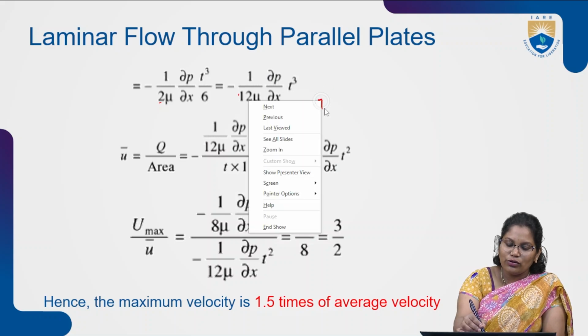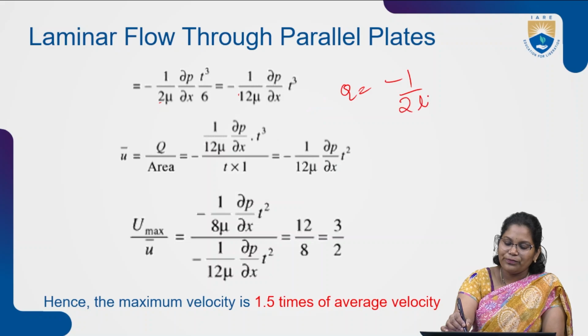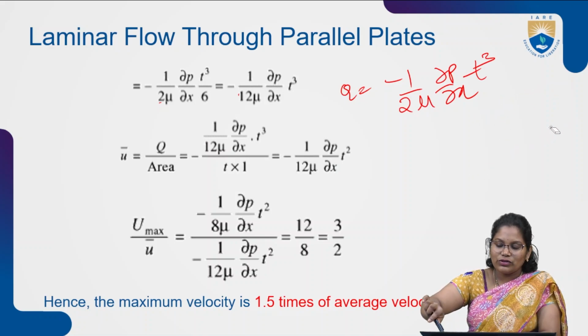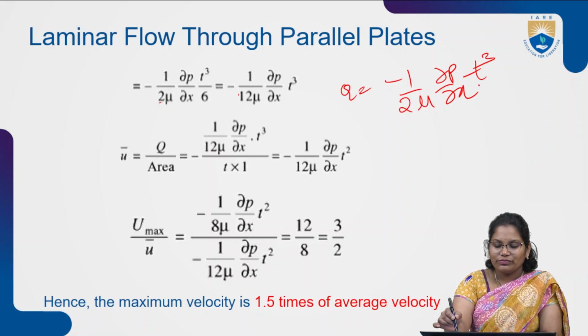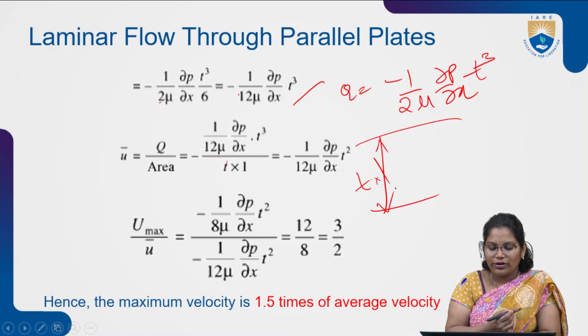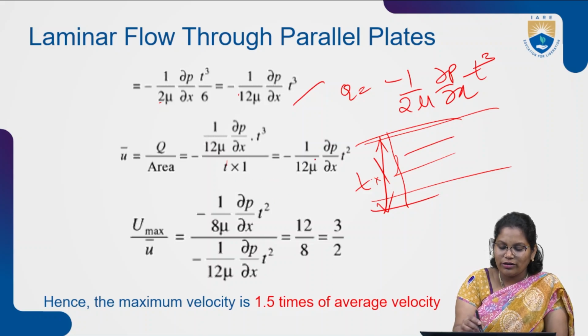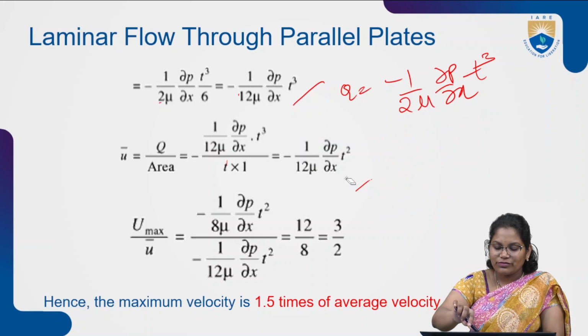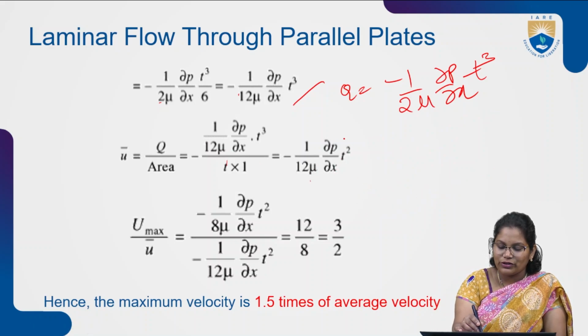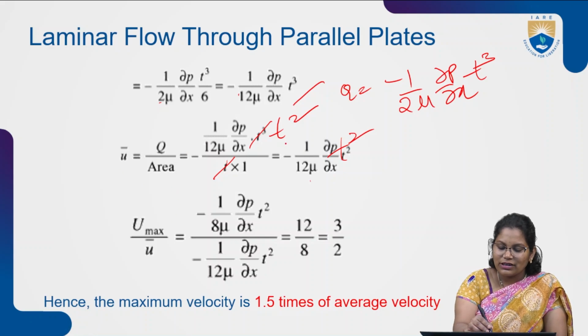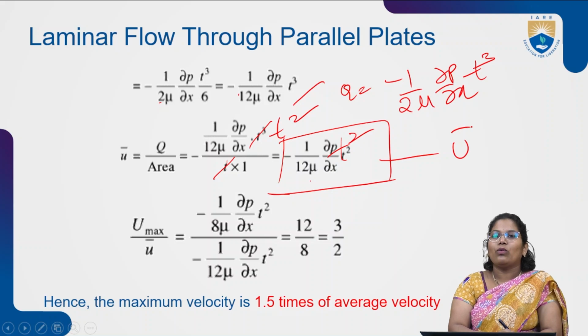So what is your discharge? Q is minus 1 by 12 mu dou p by dou x into t cube, where t is the distance between the parallel plates. Right? So here mu is equal to q by a, q is this, and area is t into 1. Now this area we are taking t into 1 unit width, considering a small strip between the parallel plates, right? So t into 1. So u average is minus 1 by 12 mu dou p by dou x into t square. Here t gets cancelled, it will become t square, right? So u bar is the average velocity, minus 1 by 12 mu dou p by dou x into t square, right?